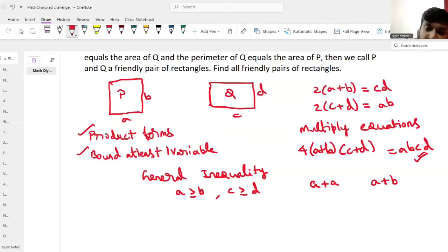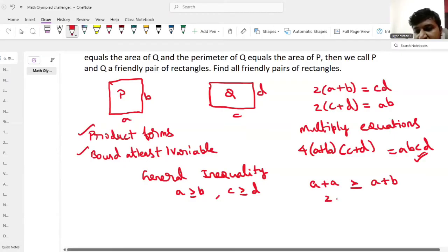Obviously, the first side will have a higher chance to be greater, because we know A is greater than or equal to B. When you add a thing which is greater than or equal to B, then automatically the left side has the highest chance of being greater. So it will become A plus A greater than or equal to A plus B. So I can read it as 2A is greater than or equal to A plus B.